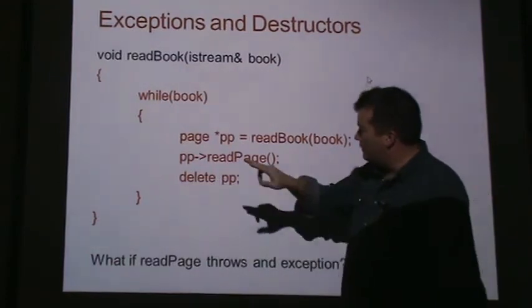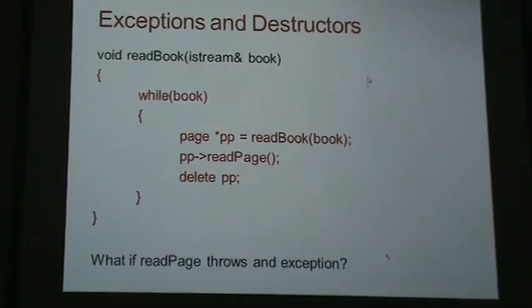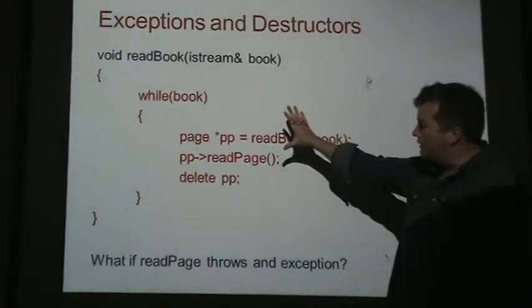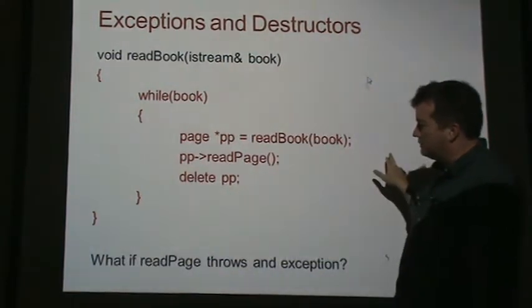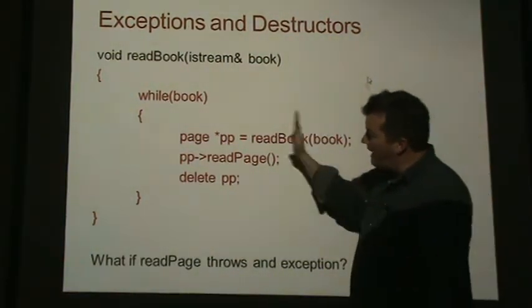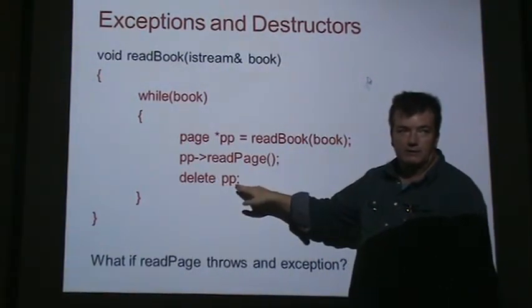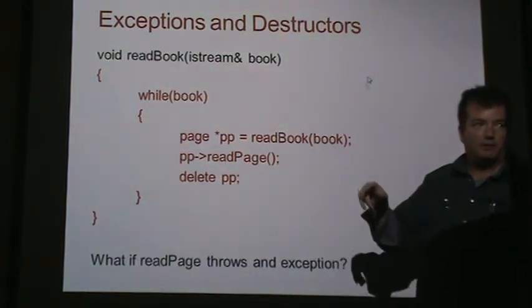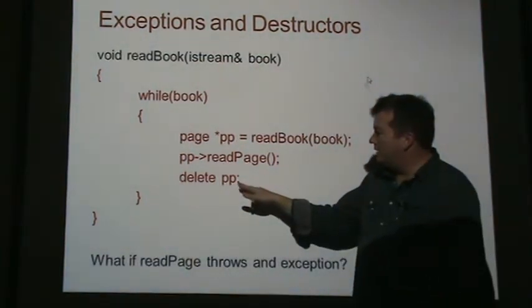Now suppose during read page, an exception occurs. What happens? Even if we wrote try with some catch down here, the exception handler starts running. If we did catch it, we would come back here, but we would not do the delete pointing, right? We would not delete the page that's being pointed to. That would get skipped over, right? So we would have kind of a memory leak.